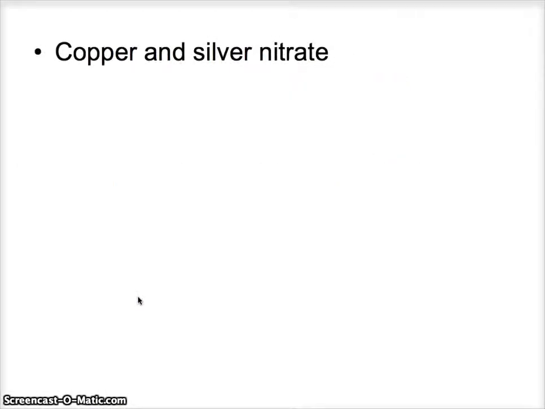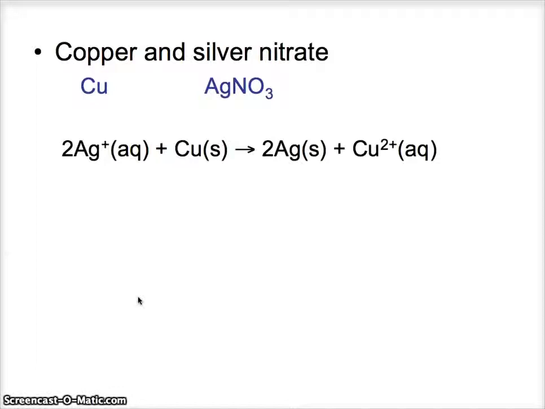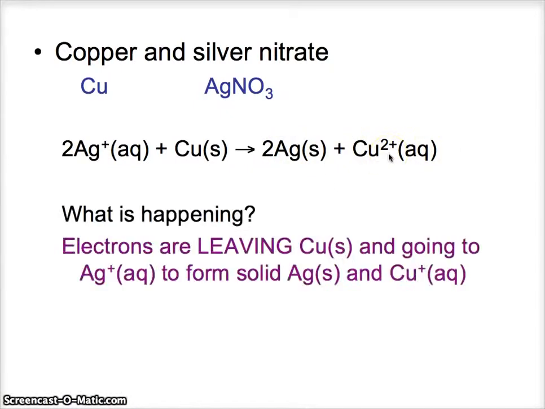An example of this is copper and silver nitrate. If you take solid copper and put it into a solution of silver nitrate, you're going to end up with the copper dissolving and with silver being produced on the bottom of the beaker. So over time, what happens is our aqueous silver reacts with our copper solid. There's a transfer of electrons and the silver becomes solid and the copper becomes aqueous. So electrons are leaving your copper and going to the silver to form solid silver and aqueous copper.